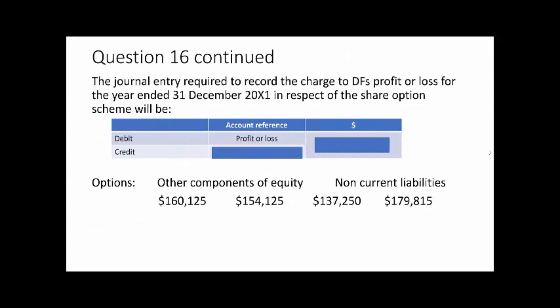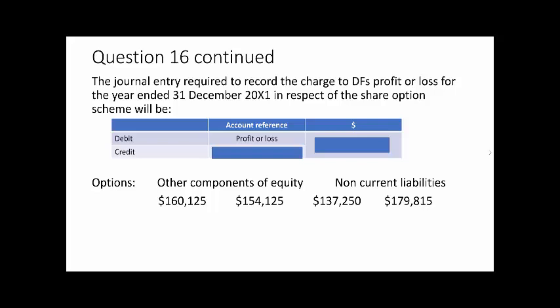So what we want to do is think about what the journal entry would be to record the charge to the profit or loss for the share option scheme. Here we've got various answer options, and when you answered this on screen, there may have been a drop-down list for you to pick, or it might be a drag and drop question where you can physically pick one of these answers up and drop them into the box.